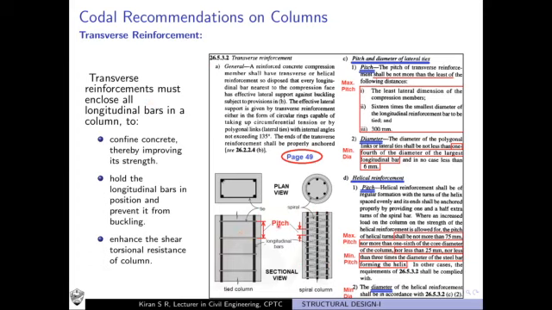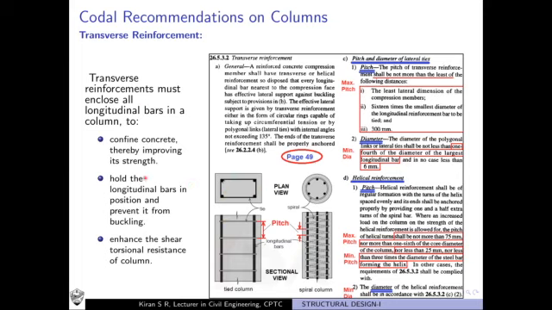And why do we have to provide transverse reinforcements? Transverse reinforcements play a very important role in the functioning of columns. They are provided to confine the concrete. You know the concrete is very strong in compression but weak in tension. So if you provide confinement to the concrete, it will further increase its compressive strength. So by confining concrete, the transverse reinforcement helps improve the strength of concrete.